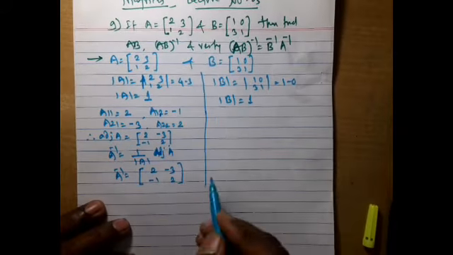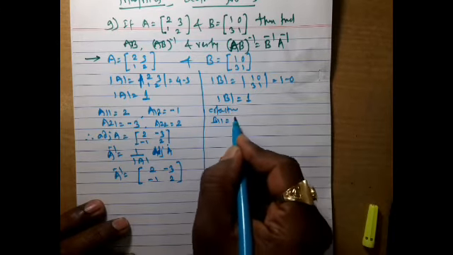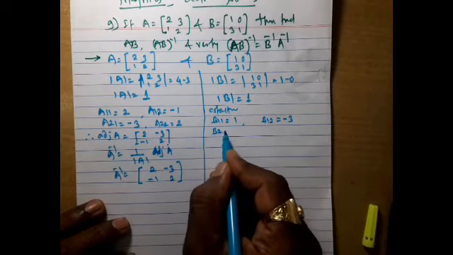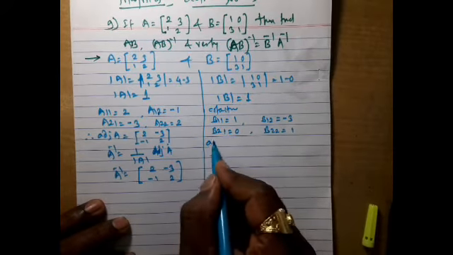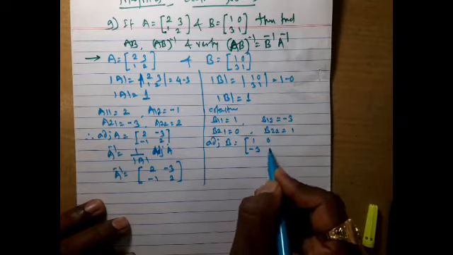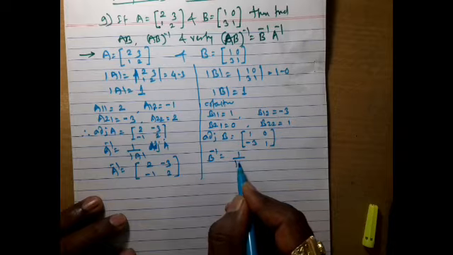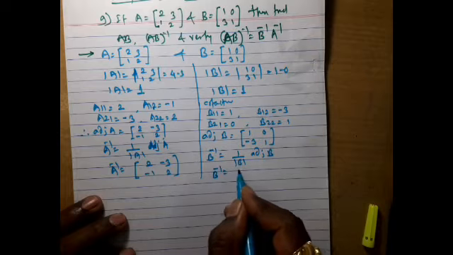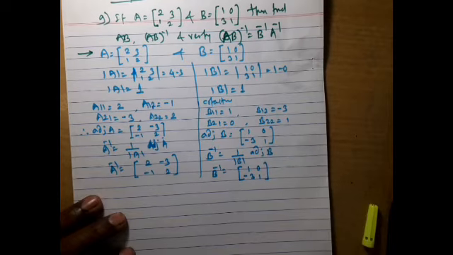Now come to the B. Again there are cofactors. B11 is 1, B12 is minus 3, B21 is 0 and B22 is 1. Then adjoint of B is [1, 0; minus 3, 1], you know, by taking transpose. And B inverse is 1 upon determinant of B into adjoint of B. Therefore B inverse is [1, 0; minus 3, 1].